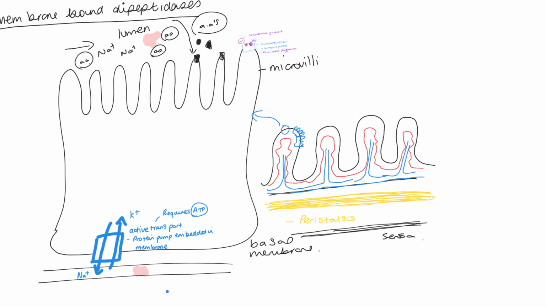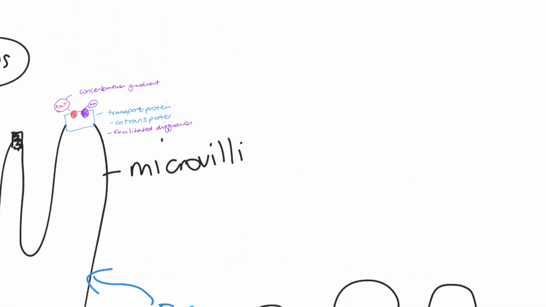So if there was no aerobic respiration, this cell would run out of ATP, and then this sodium-potassium pump would stop working. There would no longer be a concentration gradient for the sodium ions between the lumen and the epithelial cell, and this would stop happening. The amino acids would stop being co-transported into the epithelial cell because there is no diffusion gradient for the sodium ions to move into the cell with the amino acid.